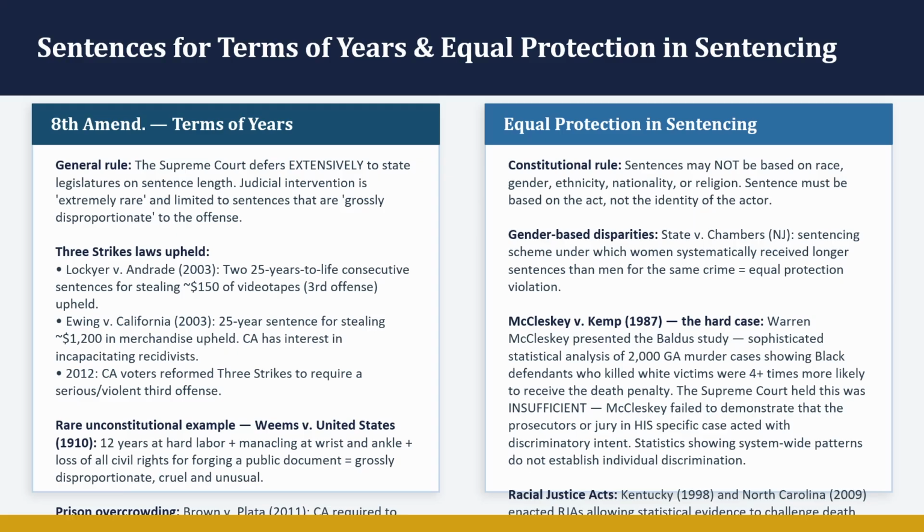Two additional important topics round out our coverage of constitutional sentencing limits: the Eighth Amendment's application to sentences for terms of years, and the Equal Protection Clause's role in preventing discriminatory sentencing. On terms of years, the Supreme Court has been very reluctant to second-guess legislative sentencing decisions. The court's position is that proportionality challenges to terms of imprisonment should be upheld on extremely rare occasions only, when the sentence is grossly disproportionate to the offense.